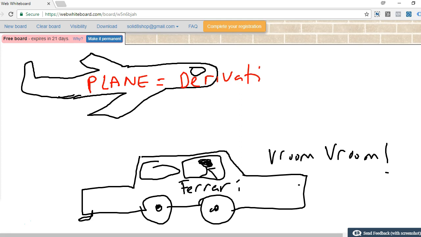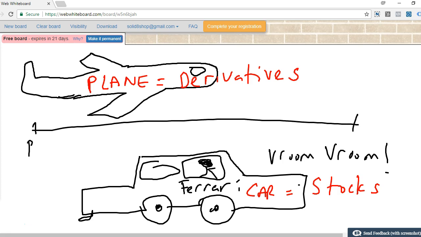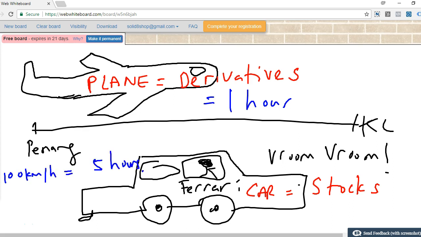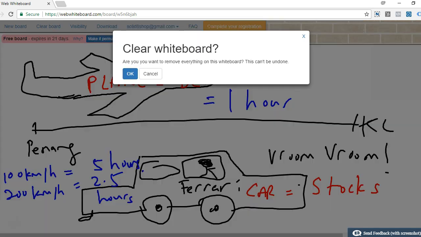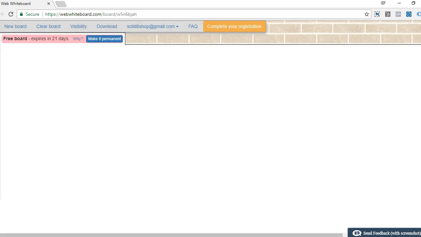Now, if you are one of those who really tend to flout the traffic laws, and you just drive like 200 kilometers per hour, it's very possible you can reach in 3 hours or even 2.5 hours. But there's no way you can actually beat the time a plane needs to go from Penang to KL, which is within 1 hour. There's no way you can do that. Now, this is exactly the analogy I want you to understand.